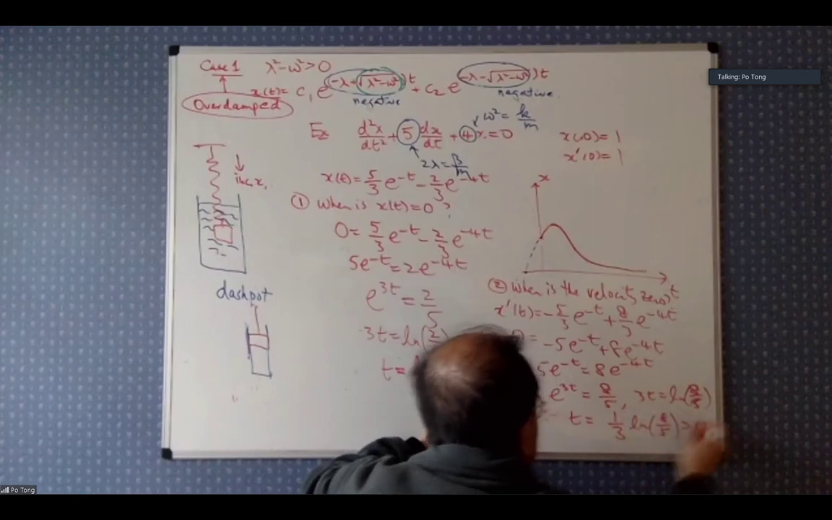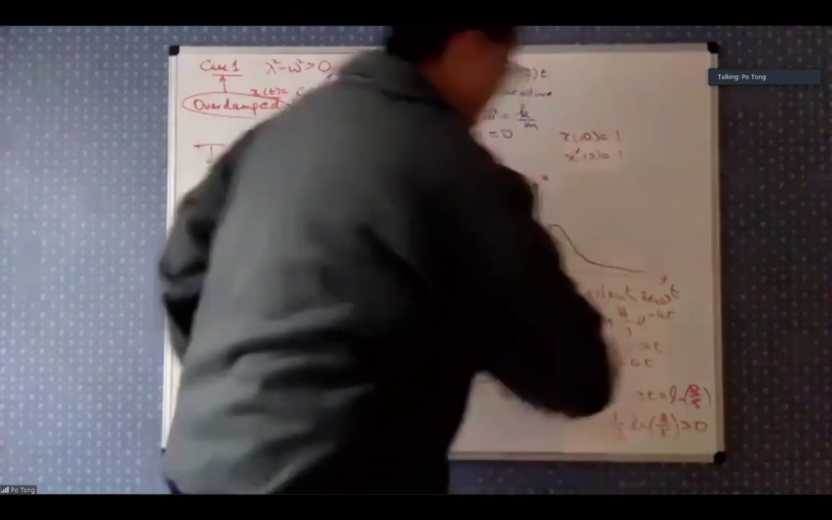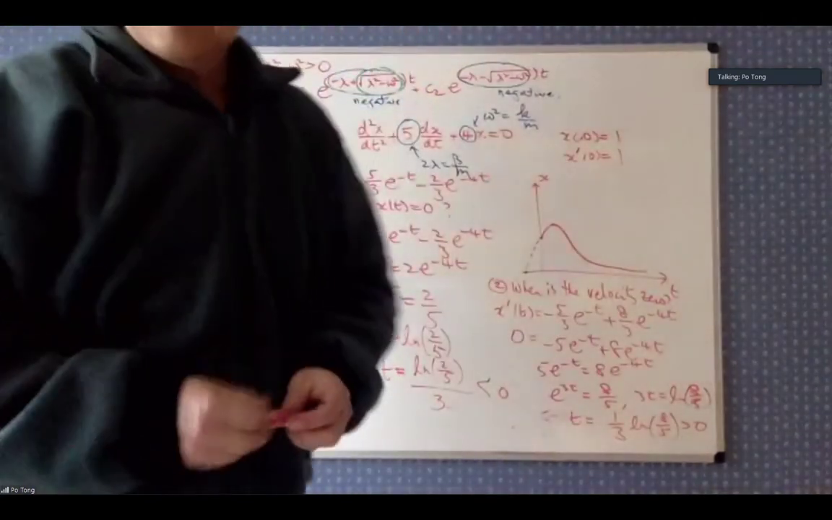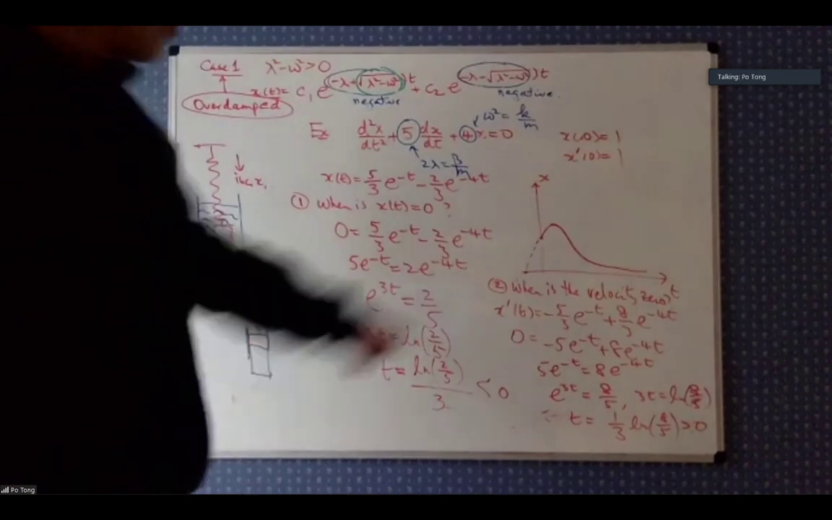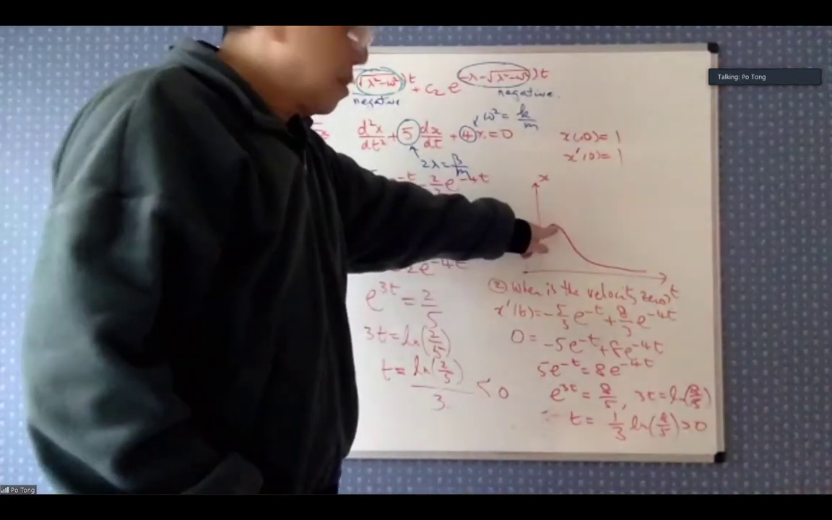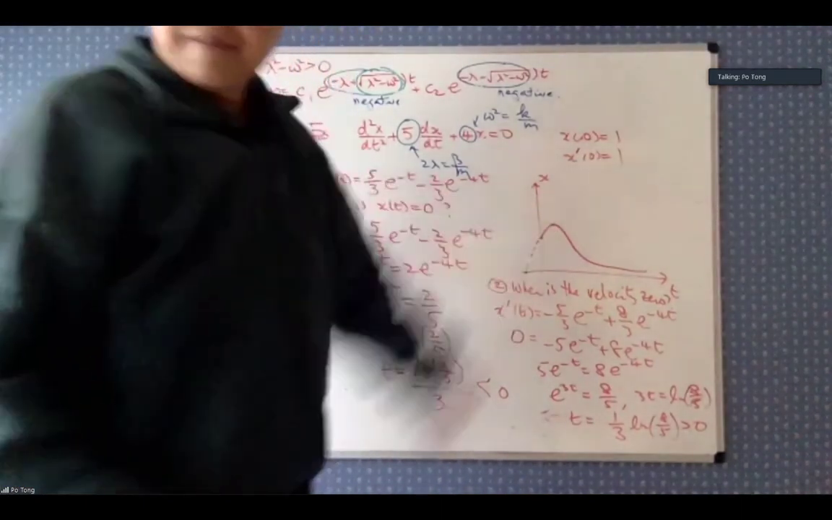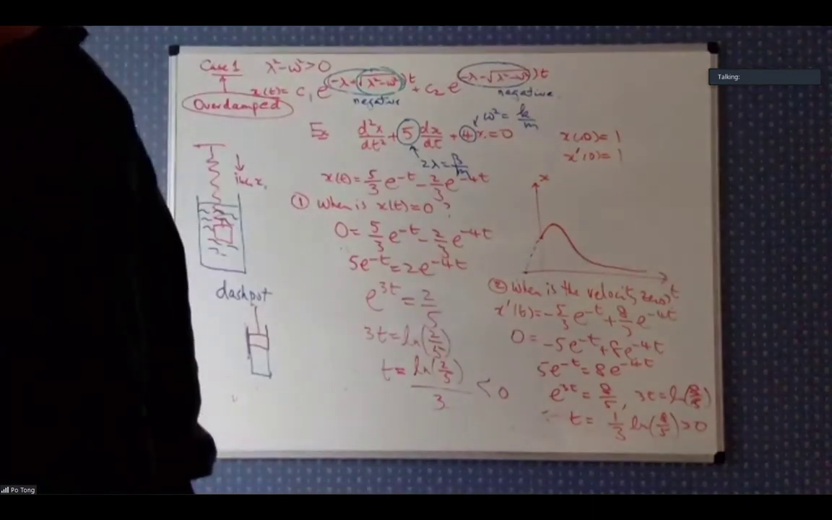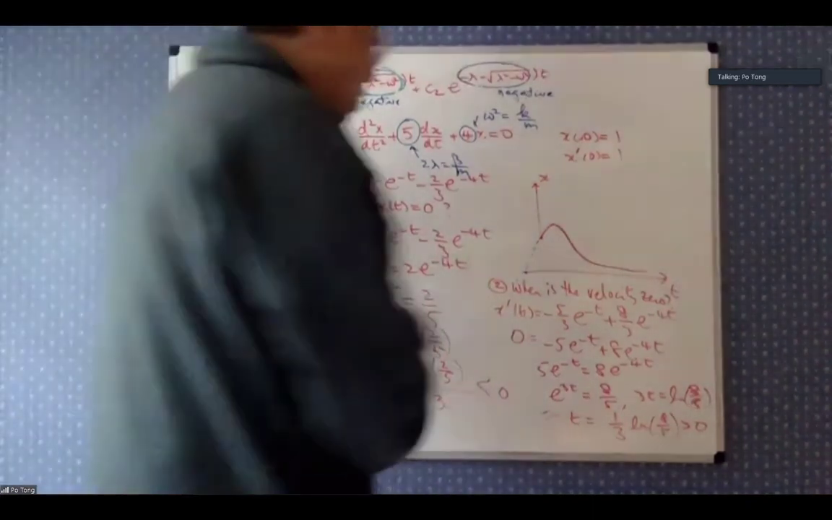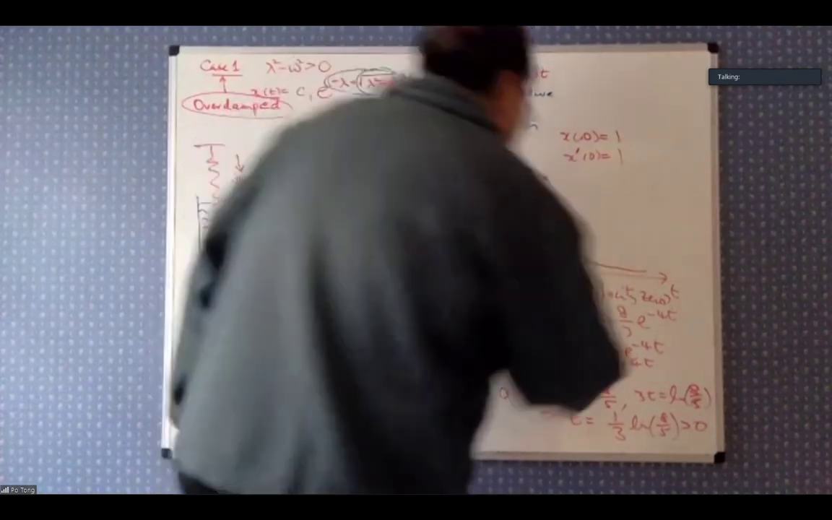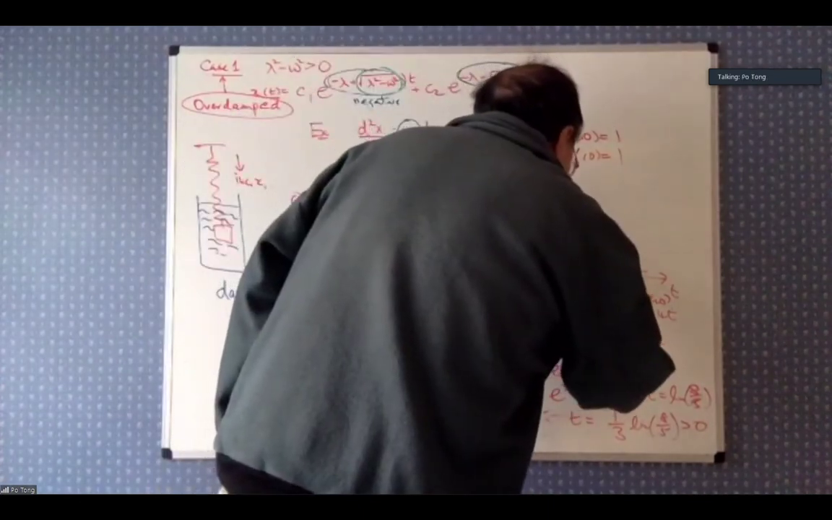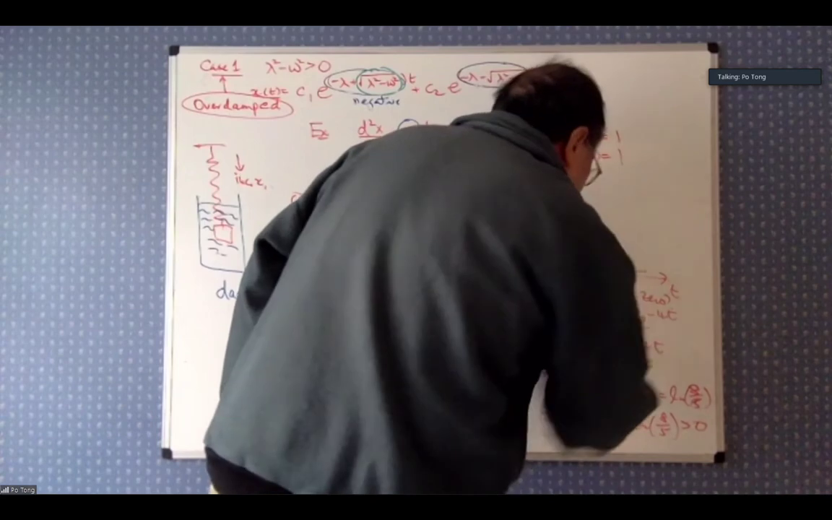And this one will be positive. Okay, it's defined as positive. So it corresponds to here. So this is my time. Yeah, it's 1/3 ln 8 over 5.